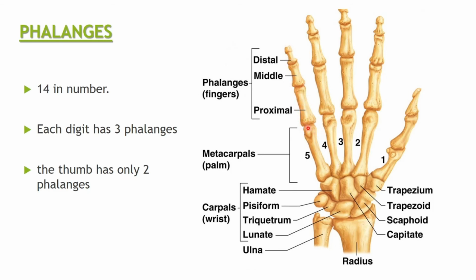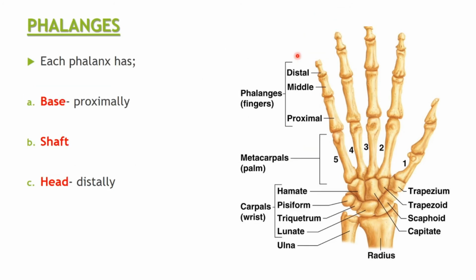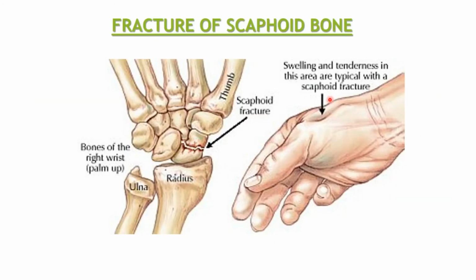Proximal one is the largest, then the middle is shorter than the proximal, and distal is again shorter than the middle. So their size is just like tapering. So these are the phalanges: proximal, middle and distal. And they are again having the same features: base, shaft and head. Base is present proximally, then there is a shaft, and the head is present distally. So these are the features of the phalanges. So these were all about the osteology of the hand.